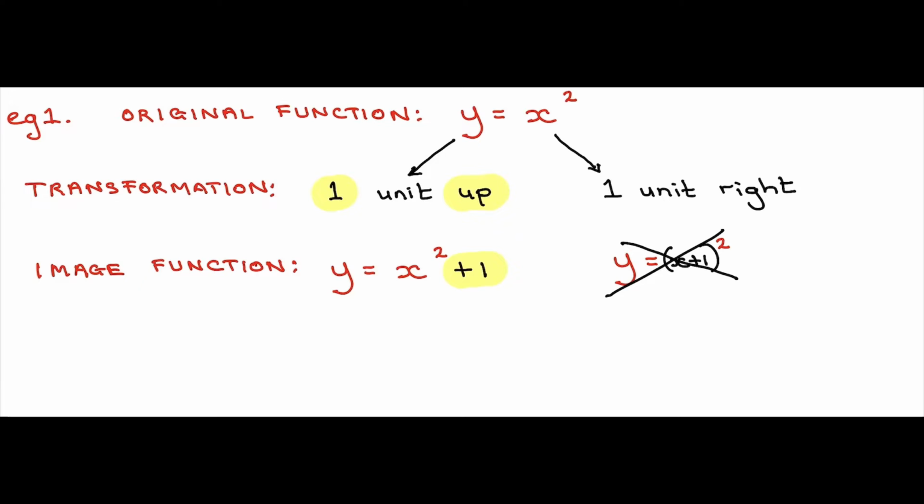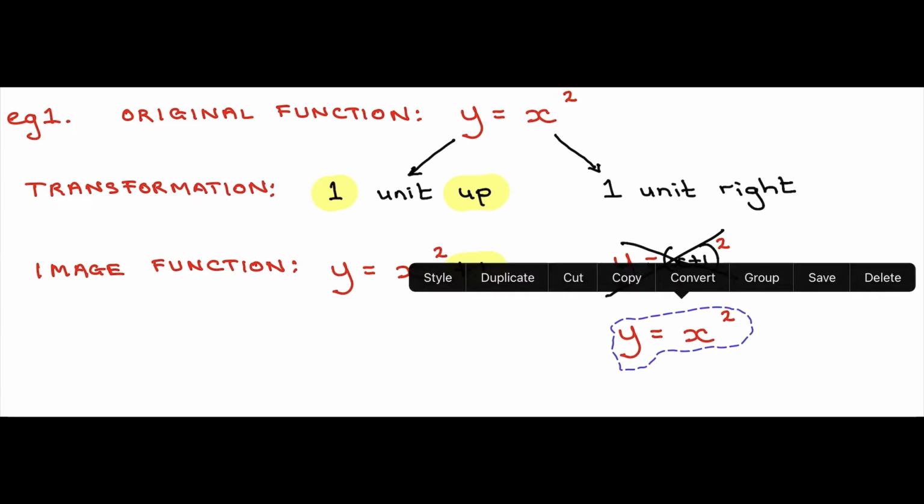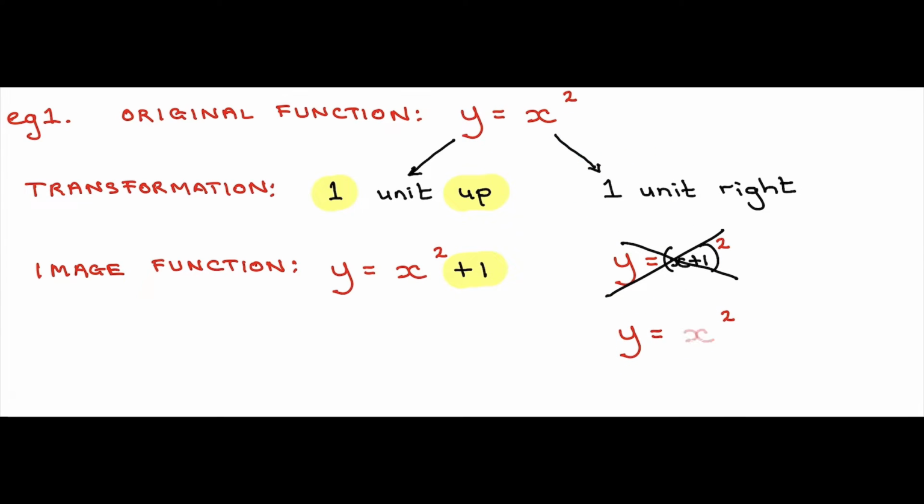The image function here is the same as the original function, with the x replaced by x minus 1. So a translation of 1 unit to the right has resulted in the x in the original rule being replaced by x minus 1. Not what we expect.